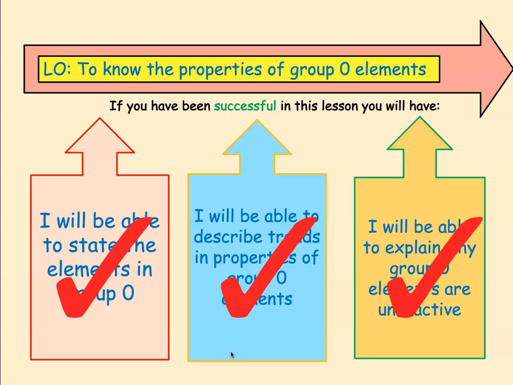Okay, so that is our final success criteria. So hopefully you know a little bit more about the properties of group 0 elements.